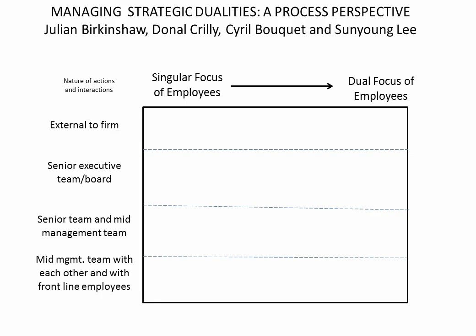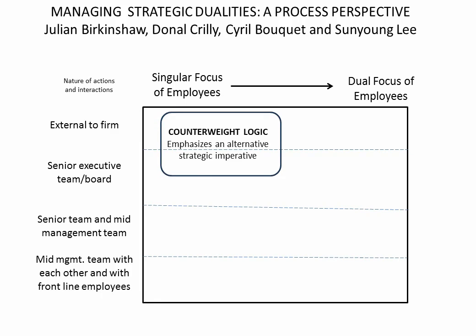And the whole purpose of this paper, and indeed the process framework, is to make an argument for a series of interventions that senior executives can put in place that will enable the organization to go from a singular focus to a dual focus, to the managing of strategic dualities. And there are three basic elements to this framework.